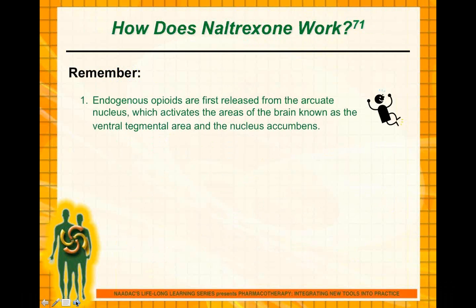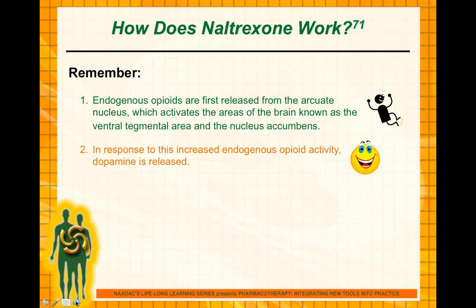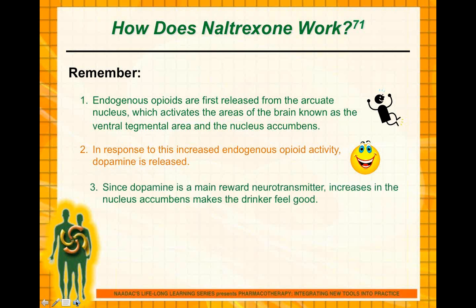So that makes a lot of sense. And when you drink alcohol, the opioids are released, which makes the guy feel happy and euphoric. But then that activates the areas of the brain known as the VTA and the nucleus accumbens, which then releases dopamine. And from that smiling guy, you can see that that makes you happy. So we've got opioids, we've got dopamine, we've got a really happy drinker right now.